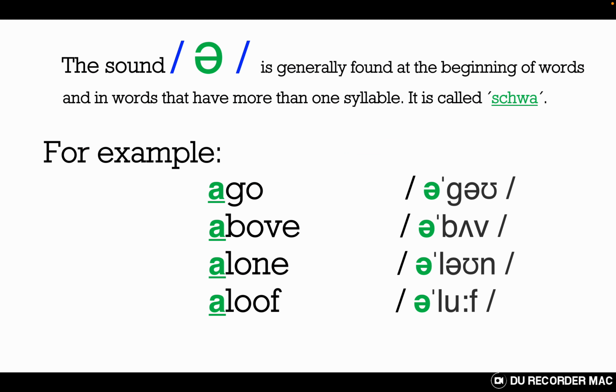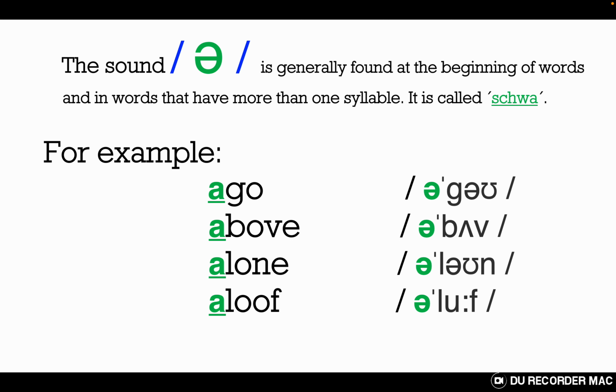The sound is generally found at the beginning of words and in words that have more than 1 syllable. It is called Schwa. For example, let's see these 4 words. So at the beginning of these 4 words, we have the letter A, but it isn't pronounced A, and it isn't pronounced O, as we've seen before in the previous lessons.